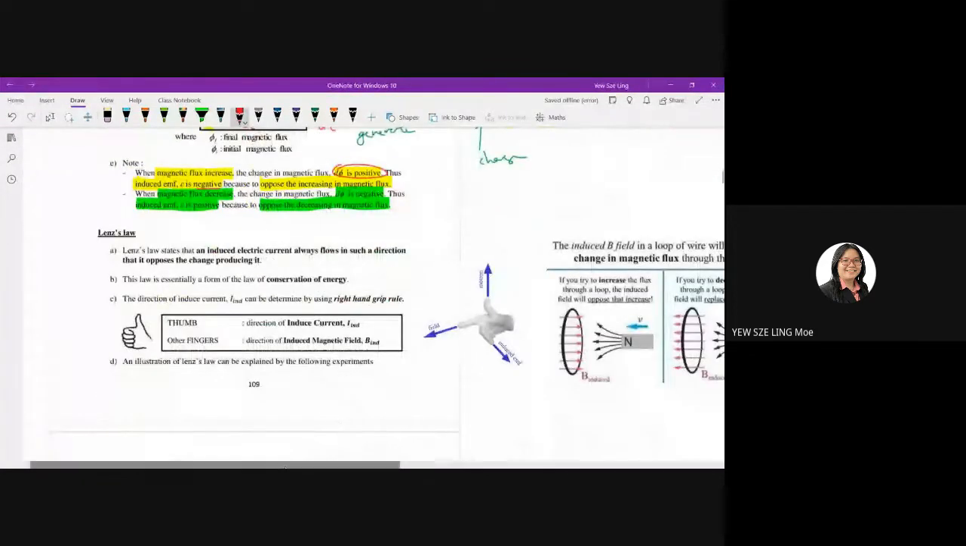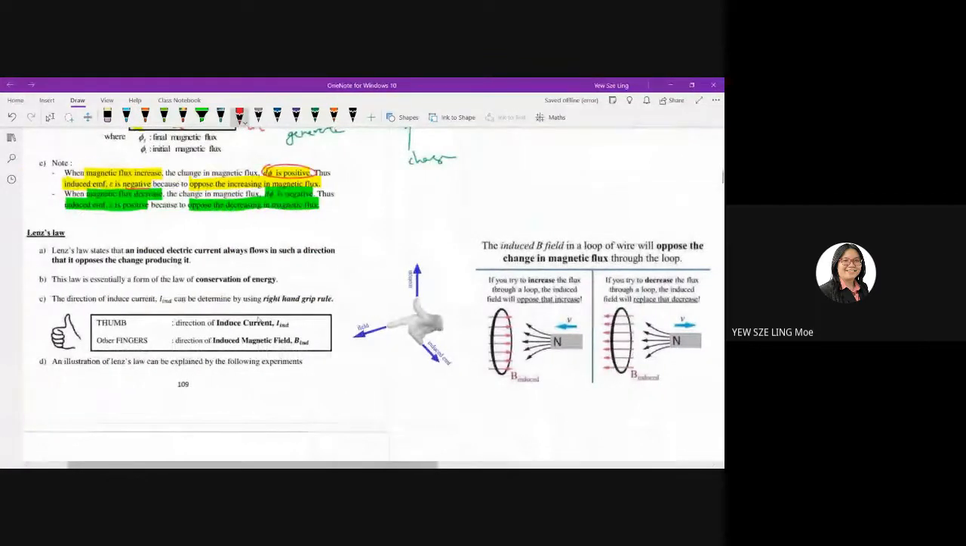Now let's look at it in terms of a diagram. So first thing, what does it mean by Lenz's law?